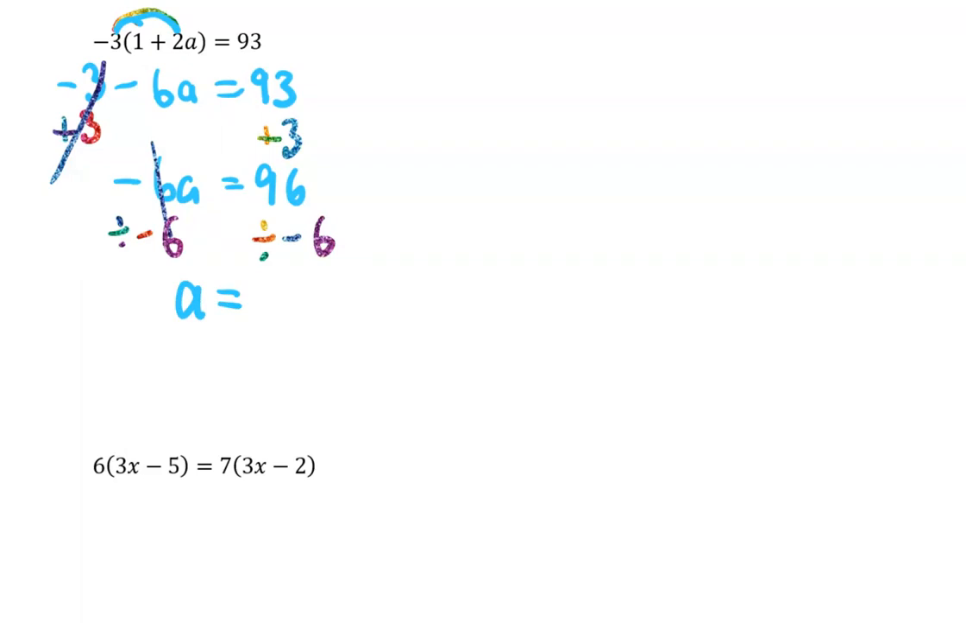Now 96 divided by 6 is 16. So 96 divided by minus 6 will give me a equals minus 16. All right.